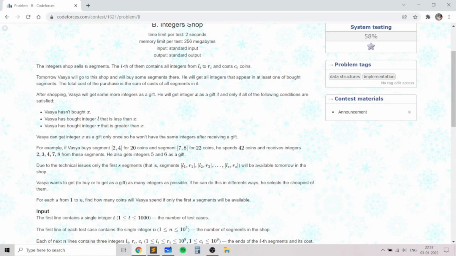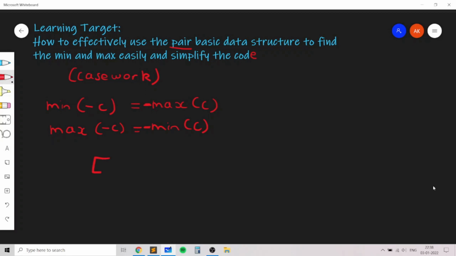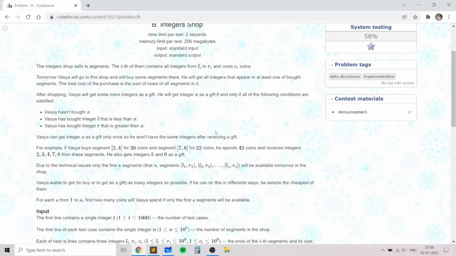So let's say that the first S segments are taken into consideration. Then the integers covered by Vasya will be first of all the integers lying in these ranges, and also the integers lying between all pairs of integers L and R, such that L is a left endpoint and R is a right endpoint. So if we choose any L and we choose any R, then all the points lying within Li and Rj will be within the set of integers which Vasya has bought.